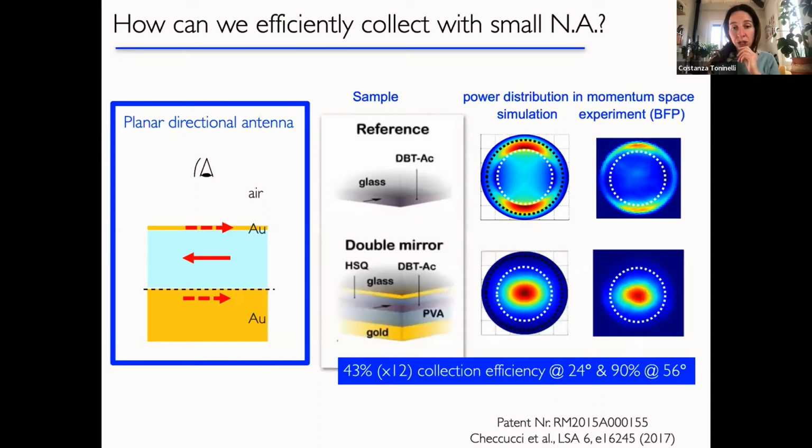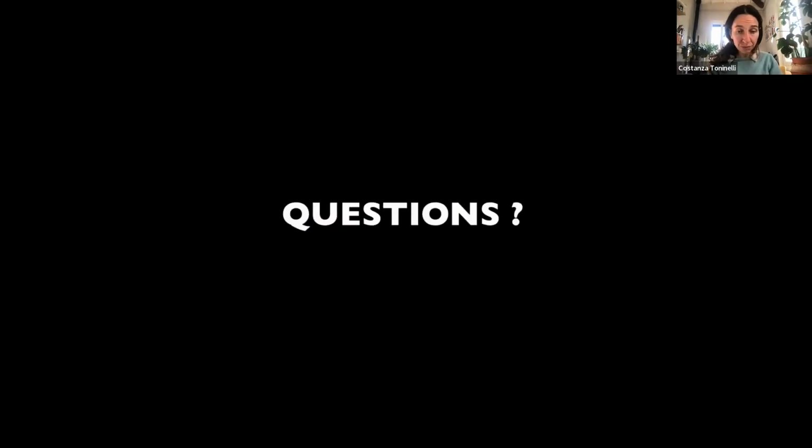We did the calculation and we also did the experiment, embedding our molecule between these two gold layers. Here you see the measurements, which match quite nicely the theoretical calculation, showing how the emission pattern was totally modified thanks to this trick, which brought our collection efficiency from 2% up to 90% with small numerical aperture. That's something that is now done in different labs around the world.